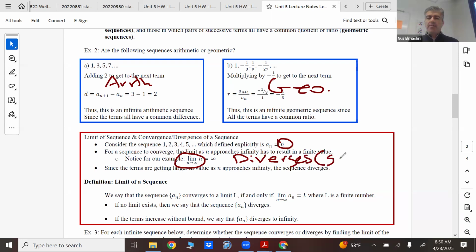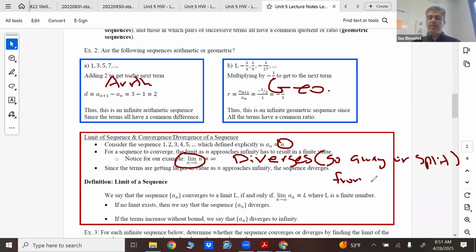Diverge means to go away, or to split. Go away from what? Or split from what? From certainty. Is infinity certain? No. Limits want certainty, right? So to diverge is to go away or split from certainty.